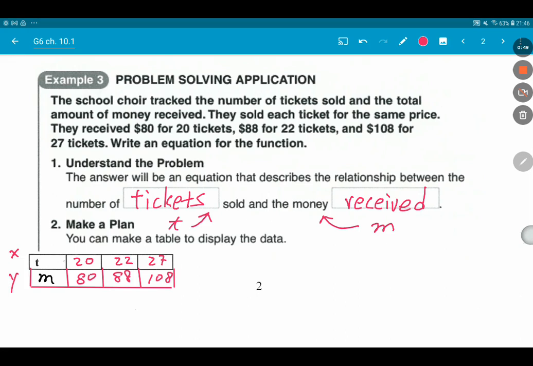All right, and then you go back to the word problem and you gather the information here. So when T, which means the number of tickets sold, is 20, if we sold 20 tickets, according to the problem, we received $80. Then we put in 80 right here. And then we do the same for all the information we have. Here we have 22 tickets sold, and we put 22 into the table, and the money received will be 88. Finally, 27 tickets sold, we received $108.